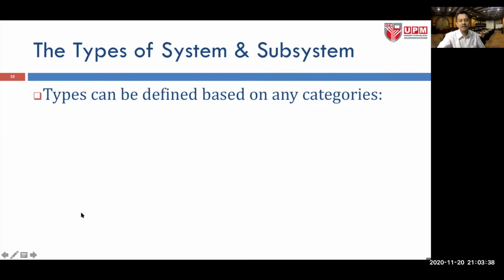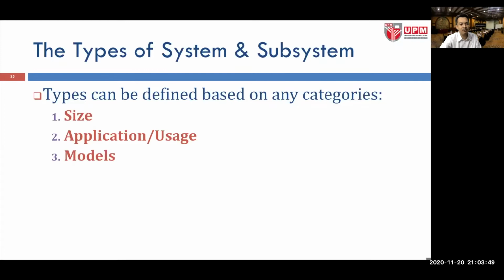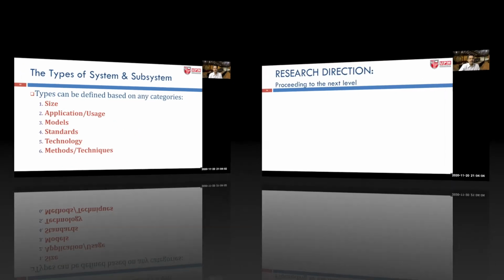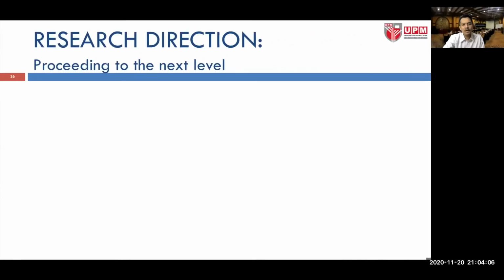The type of system and subsystem types can be defined based on any categories, like you can classify it as different sizes, different application or usage, models, standards, technology, and methods or techniques. So this is just an example on how you want to classify the system and subsystem. It also guides you in terms of the research direction.